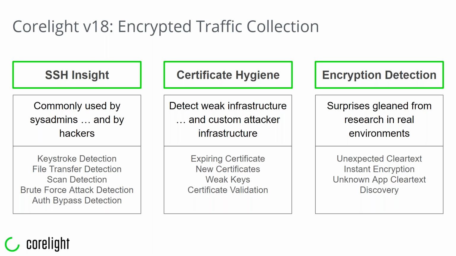So looking at a high level, the encrypted traffic collection would break down into three pieces. We have the SSH Insight functionality, and as you might expect, SSH is used commonly by system administrators for day-to-day tasks. It's also potentially used by attackers, and so we'll see a number of detections there that help us draw the distinction between the two. We'll also talk about certificate hygiene very briefly, and in that we will see the use of certificates inside of our network and be able to identify potential concerns. We're going to cover that very briefly, and then we'll focus on the encryption detection piece and talk about some of the statistical analysis there.